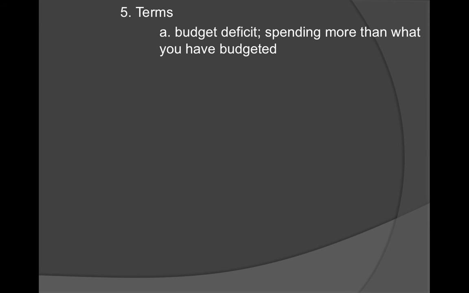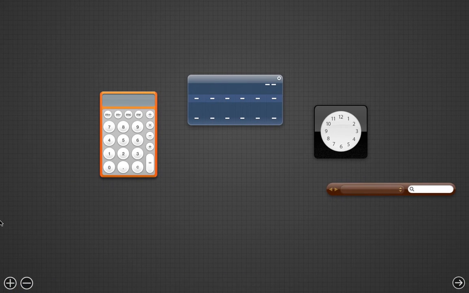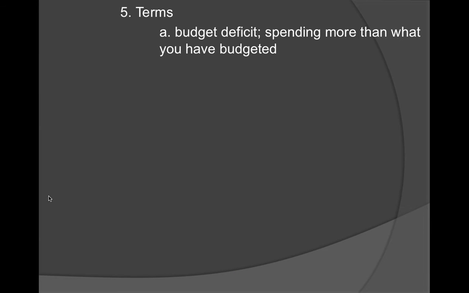Let's move on to some terms that do deal with this a little bit. One of the terms that they talk about was budget deficit. What this is, is you spending more than what you have budgeted. Every company, hopefully your households have a budget that they're willing to spend their money on. But if you spend more than what you have budgeted, it actually creates a budget deficit, meaning you're spending much, much more than what you have allotted.